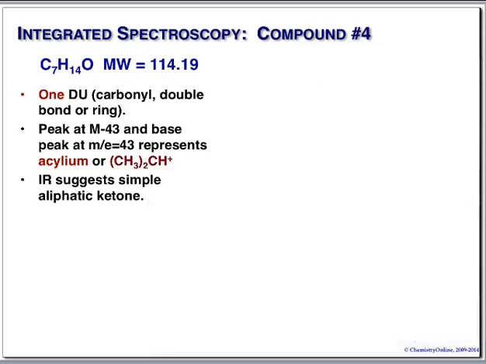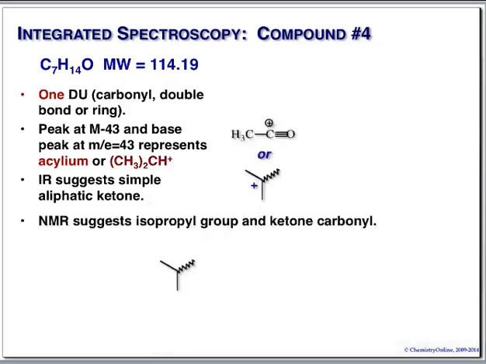Putting it all together, our peak at 43 could be a propylium or isopropyl. We don't know which. There is a carbonyl though. If we had a propylium being formed, we would expect a peak from this methyl group, wouldn't we? A singlet for 3. And we don't see that anywhere. Therefore, this is not a propylium. This M-43 is isopropyl.